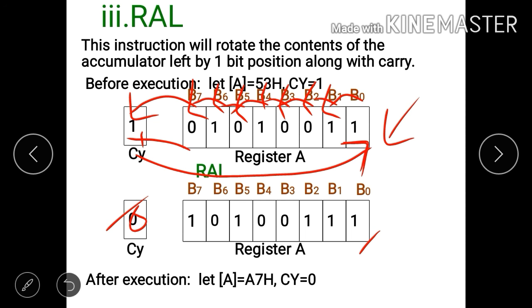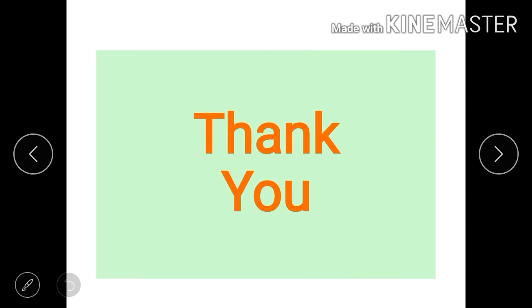So after executing the instruction RAL, rotate the content of the accumulator to the left with carry, we will get the result A7H in the accumulator, and the carry will be 0. Carry will be reset after executing the instruction RAL. Thank you.